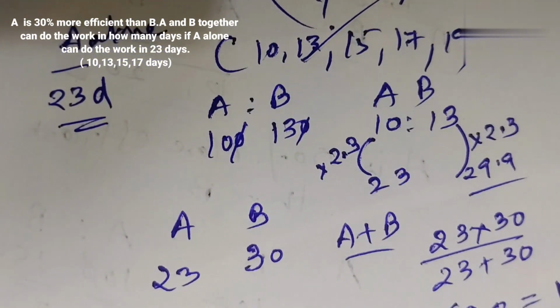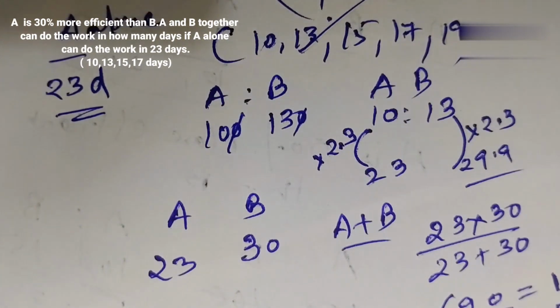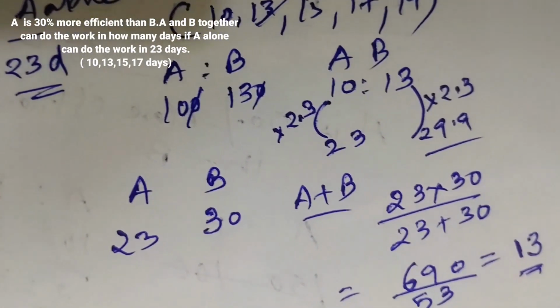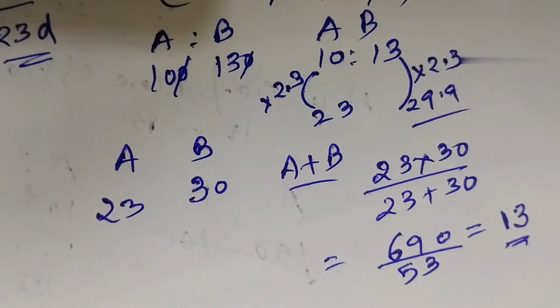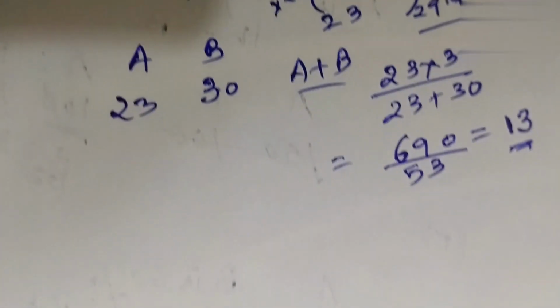So A can do a work in 23 days, B can do it in 30 days. I have removed the 0.1 here so that A plus B will be easy to solve. A plus B can do it in how many days means 23 into 30 by 23 plus 30. We have a shortcut, xy by x plus y, that is 690 by 53. Approximately, you get 13 as the answer, my dear students. Hope it's clear. We'll go for one more of the same type.